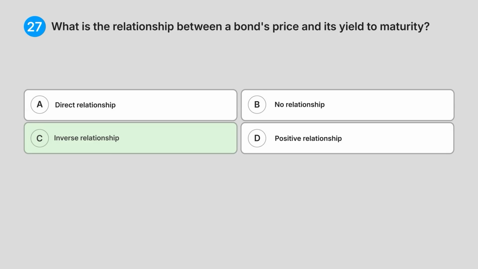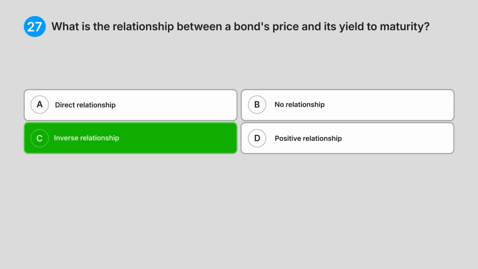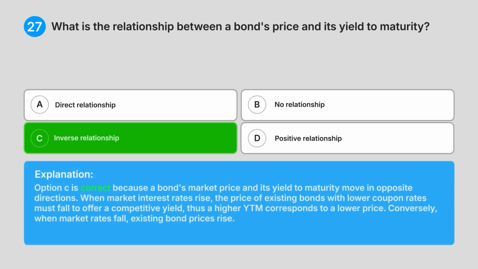Correct answer. C. Inverse relationship. Explanation. Option C is correct because a bond's market price and its yield to maturity move in opposite directions. When market interest rates rise, the price of existing bonds with lower coupon rates must fall to offer a competitive yield. Thus, a higher YTM corresponds to a lower price. Conversely, when market rates fall, existing bond prices rise.